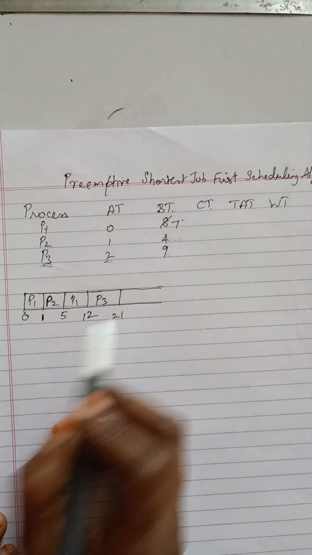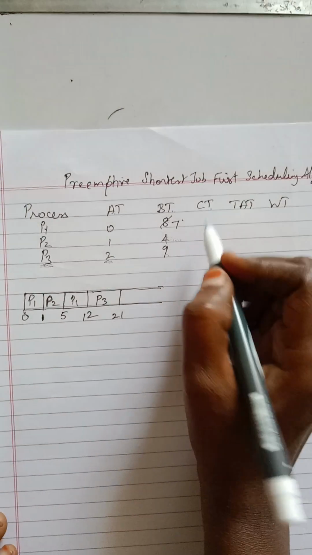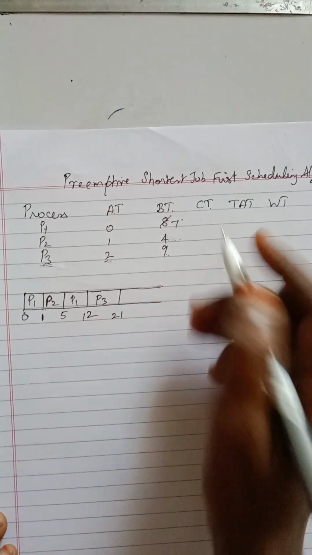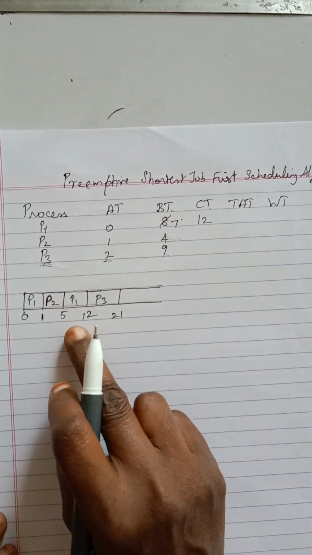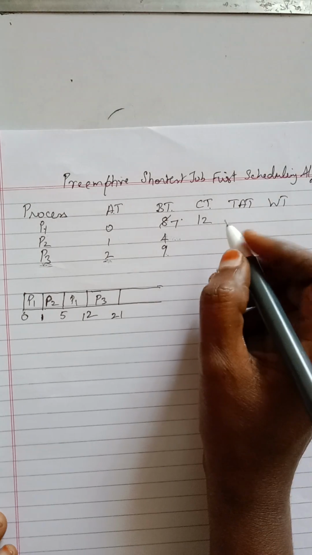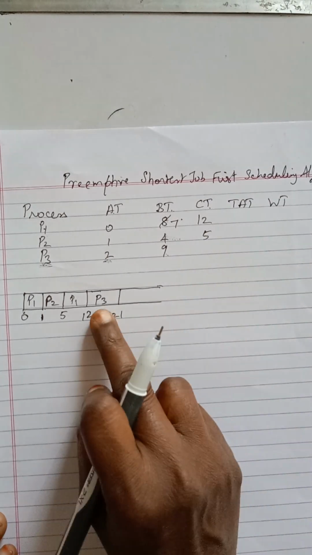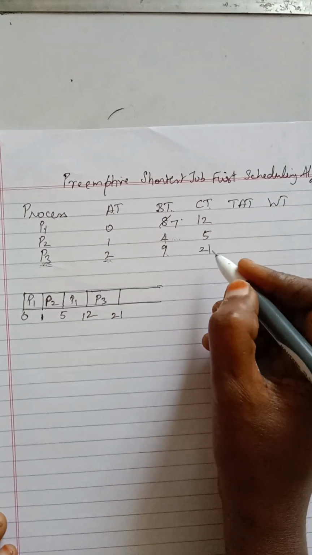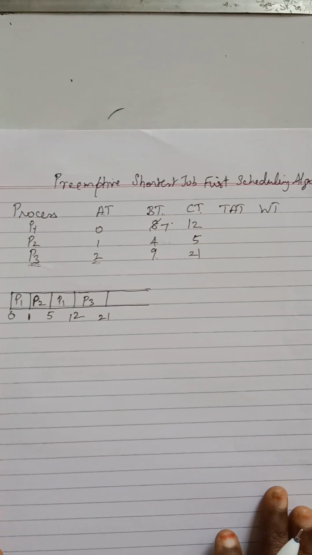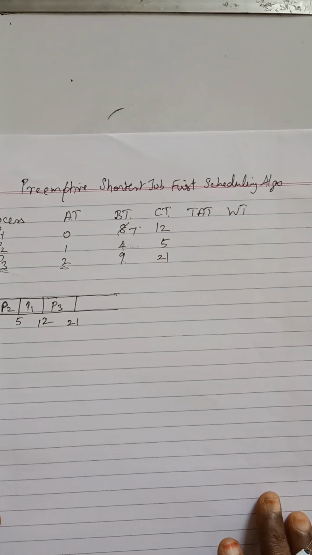So P3 completes. Now I write the completion times. What is the completion time of P1? P1 is completed in 12 milliseconds. Then P2 completion time is 5, and P3 completion time is 21. Once we know the completion times, next we have to write the turnaround time and waiting time.